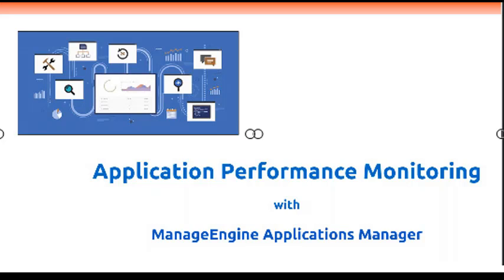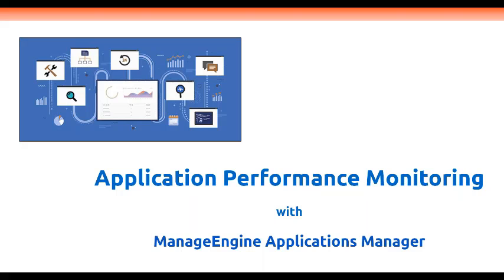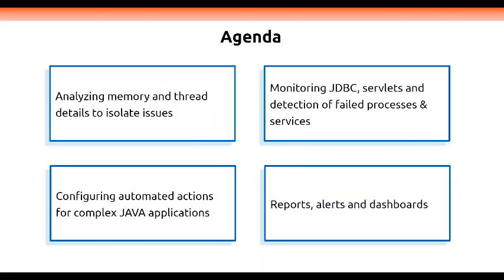We are going to see pro tips for application servers, and we'll be seeing what type of application performance monitoring can be done through Applications Manager. The agenda for today would be analyzing memory and thread details to isolate various types of performance issues, monitoring JDBC, servlets, and detection of failures on process and services, configuring automated actions for Java applications.